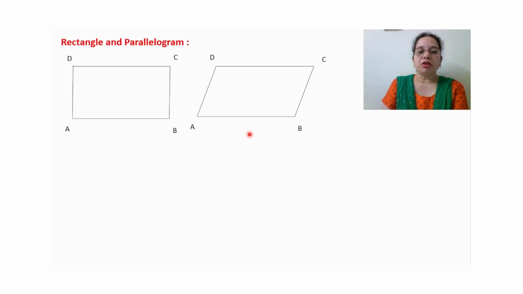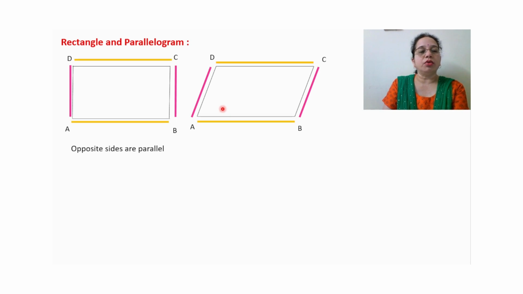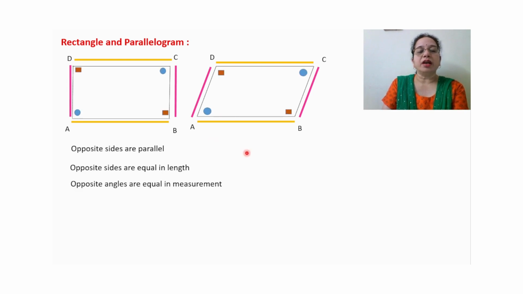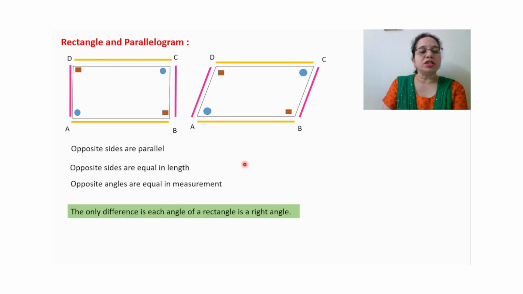Now rectangle and parallelogram, many students have confusion. What is the difference between a rectangle and a parallelogram? Here we can see that opposite sides are parallel in both, and these are equal in length also. Opposite angles are equal in measurement. So what is the difference? The difference is that in a rectangle all the angles are right angles. Here you see that angles are not right angles. In a rectangle each angle is 90 degrees. So all rectangles are parallelograms but vice versa is not true.